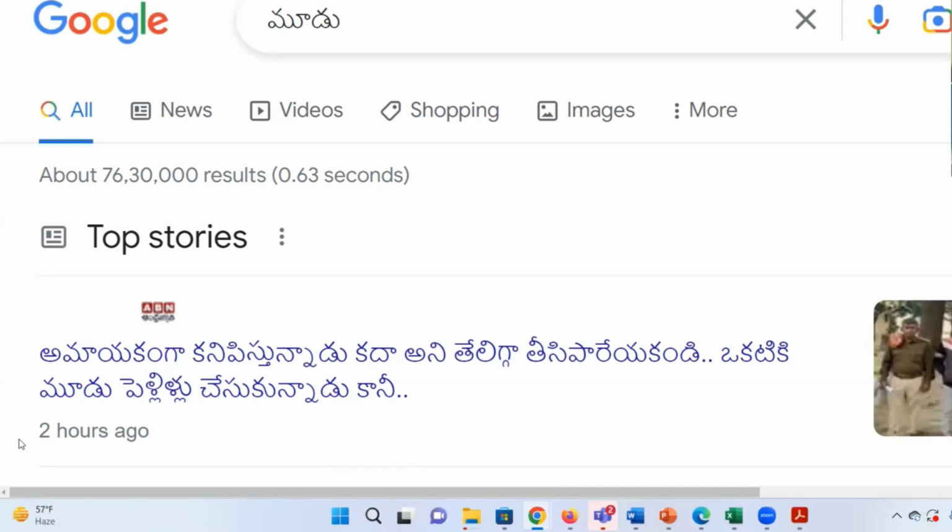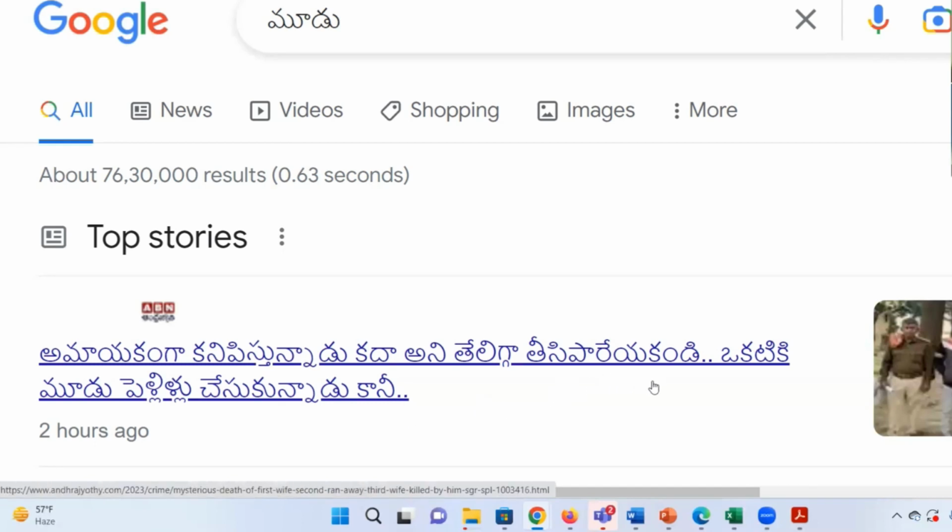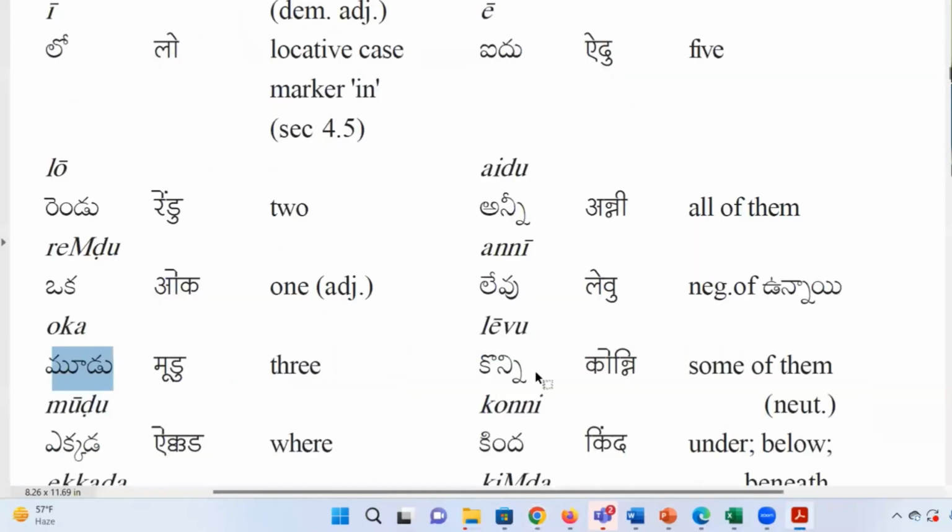If you see the first sentence, you will find the scenario. Amayakanga kanipistunnadu kada ani teligga teesiparayakandi. That means he looks innocent, but don't think like that. He is not an innocent person. Then okatiki moodu pellilu chesukunnadu means he is supposed to have one marriage, but he got married 3 times. Kani means but. There is a continuous story, so it will be in the full story. Okay, let's go to the next one.